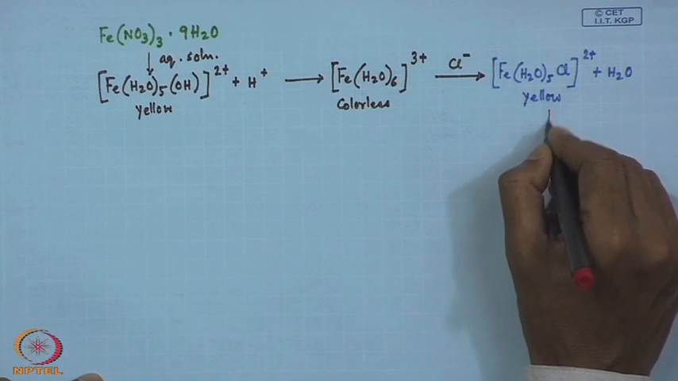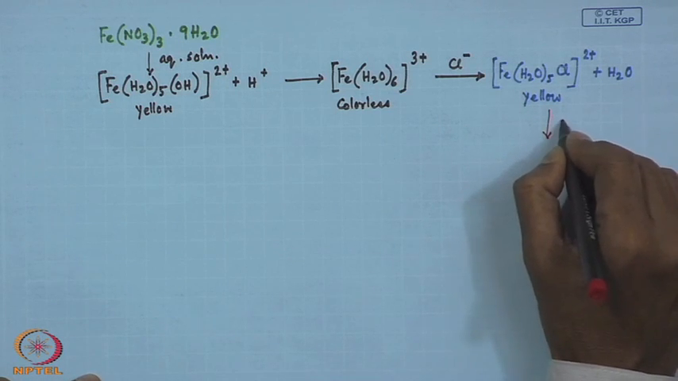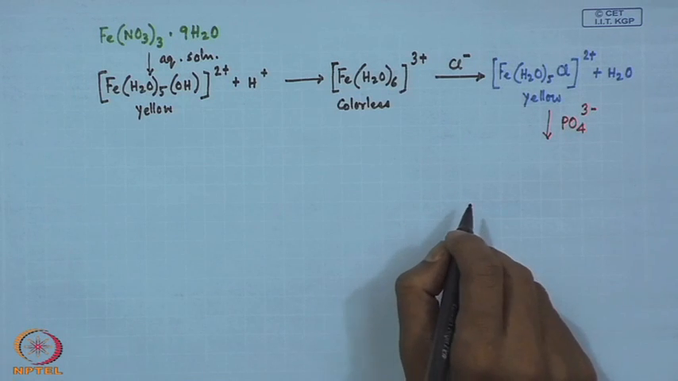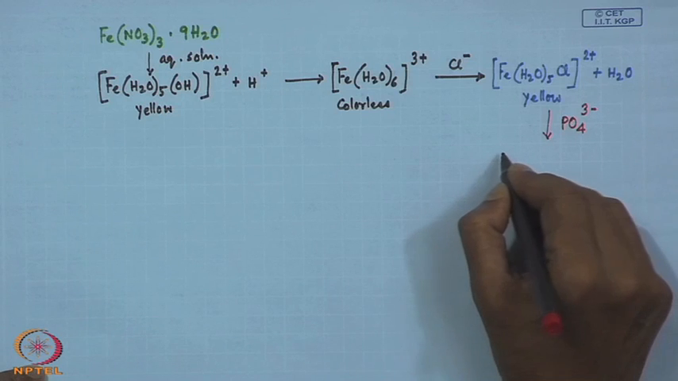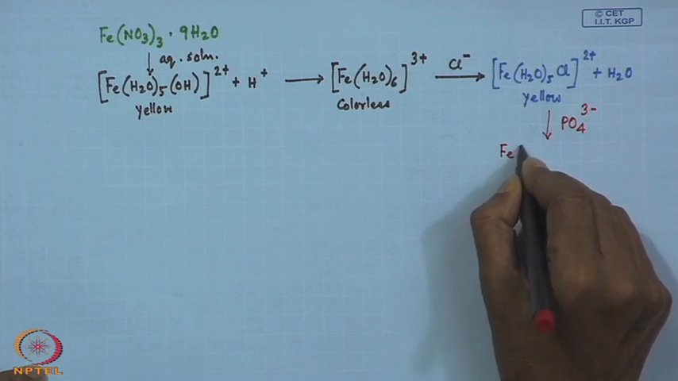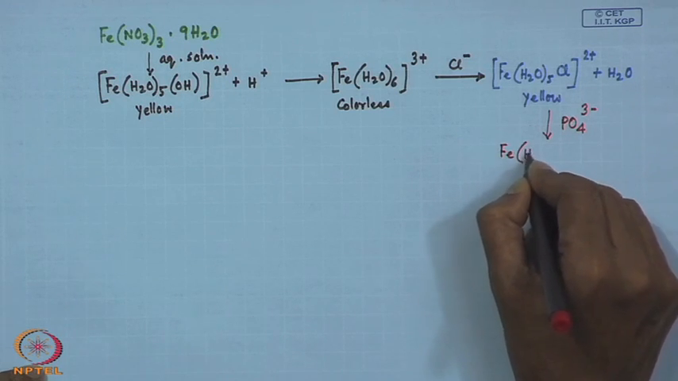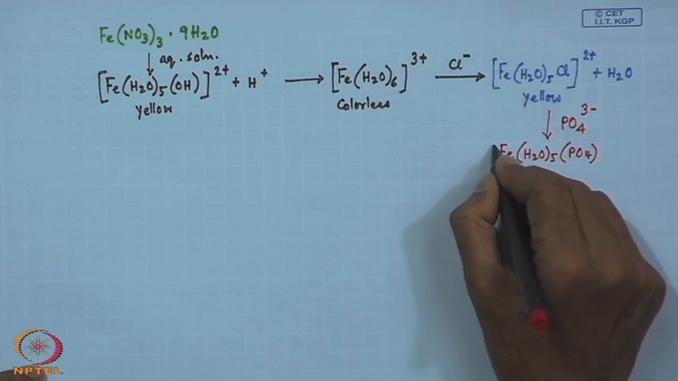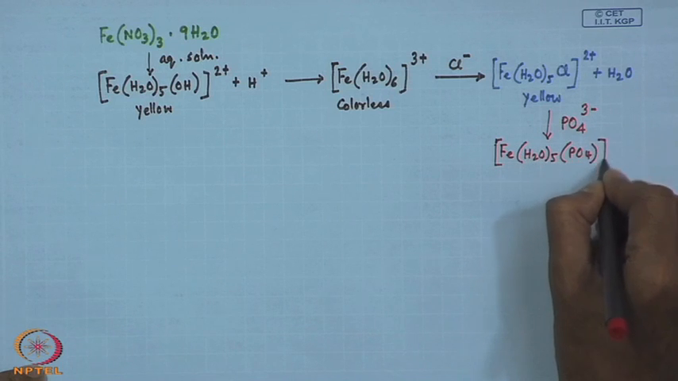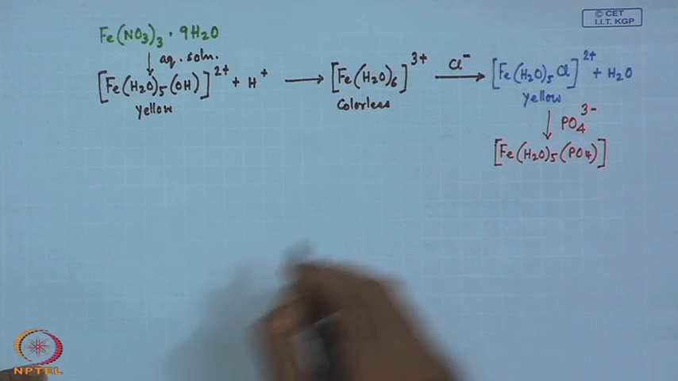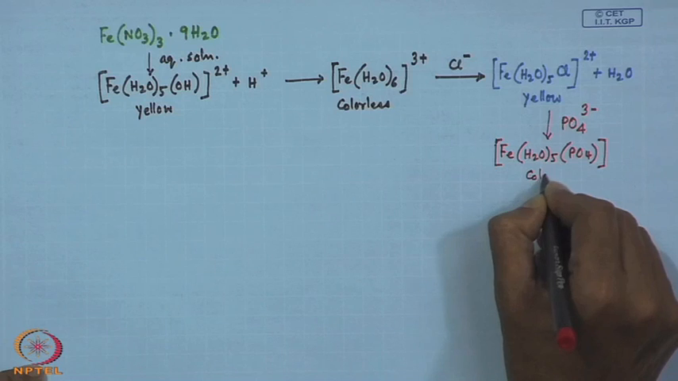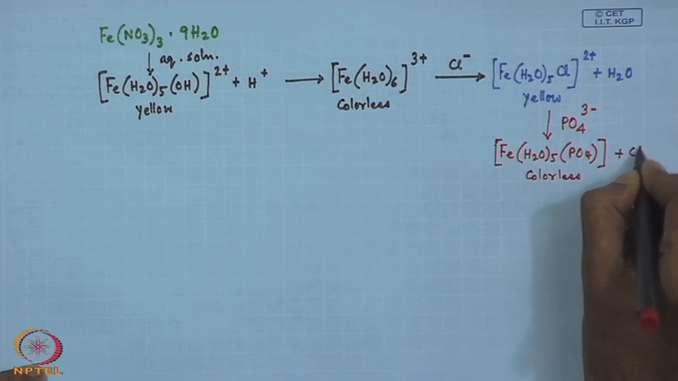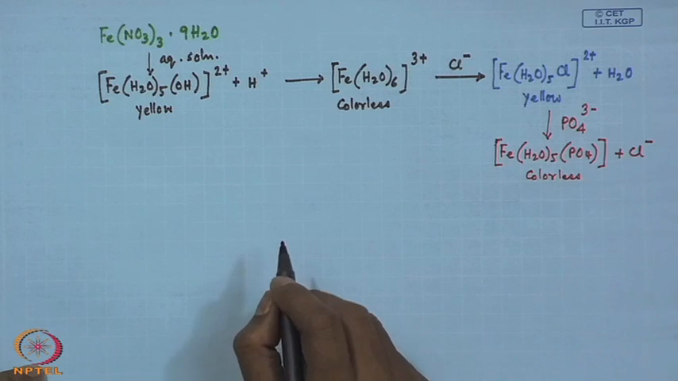Then we can add some other anion which is highly charged, the phosphate anion. So, when phosphate anion is added, we get [Fe(H2O)5(PO4)], the electroneutral form of the ferric ion, which is again colorless, plus removal of this chloride ion.